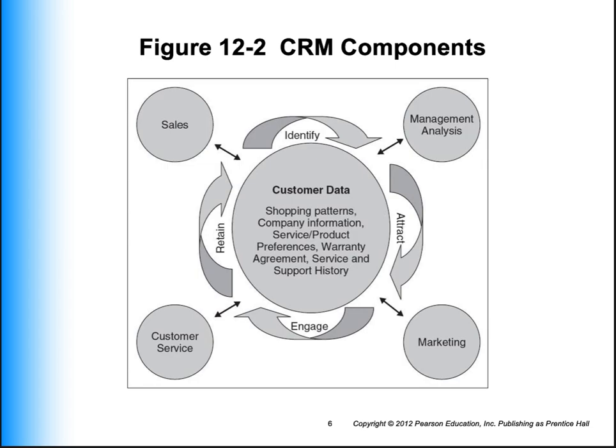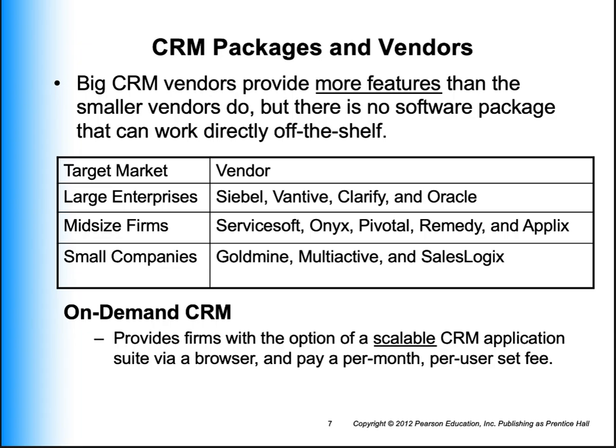So for packages and vendors, while larger CRM provide more features, okay, here we have, for example, large market, target market, large enterprise, midsize firms and small companies. These are basically the companies from vendors, Siebel, Onyx, Clarify, Oracle, to Goldmine.